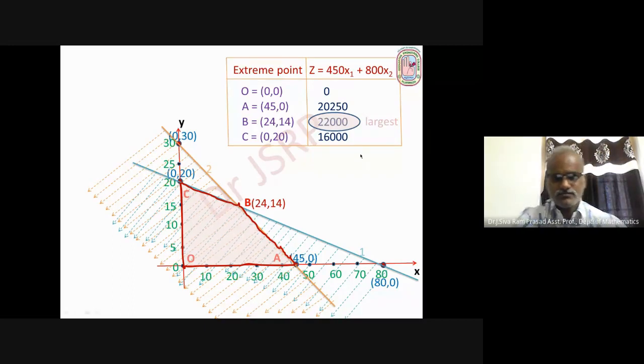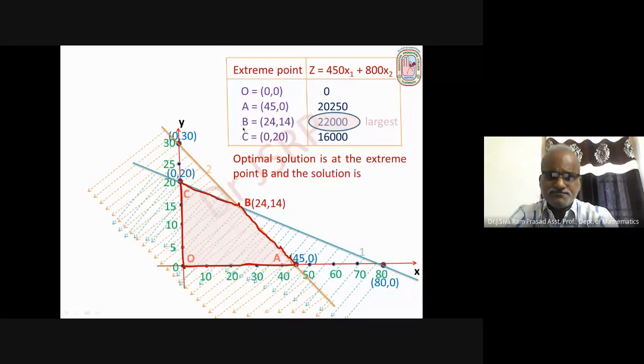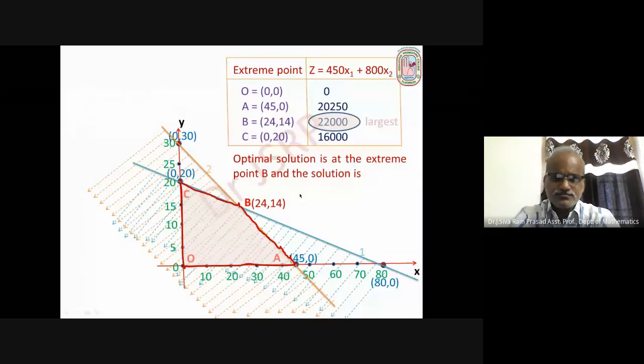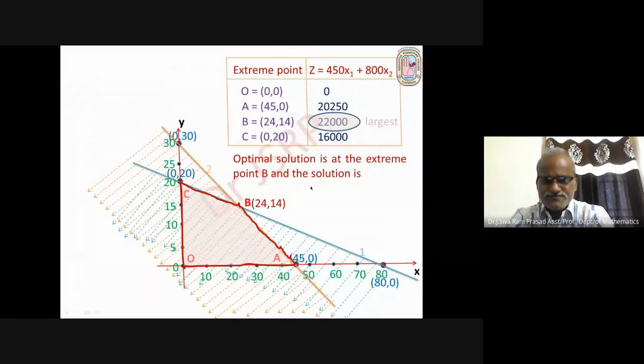Okay, right. So therefore, the optimal solution exists at the extreme point B. This is the largest value and the corresponding point is the optimal solution. The solution is x1 is 24, x2 is 14, and the objective function value, max z, equals 22,000 rupees.